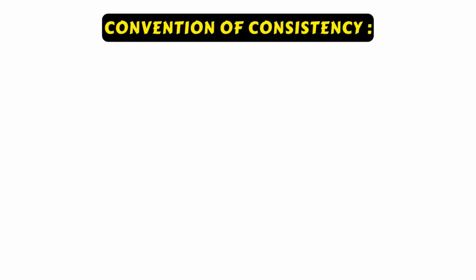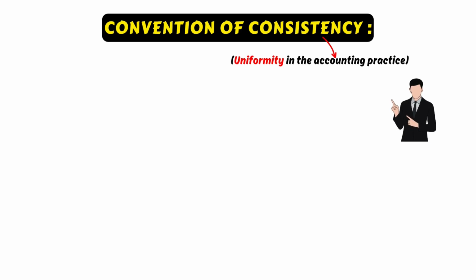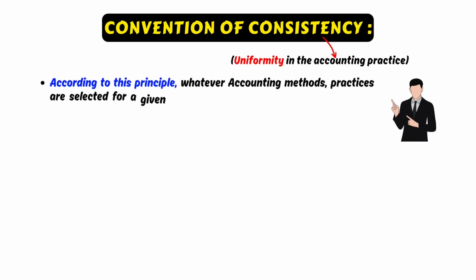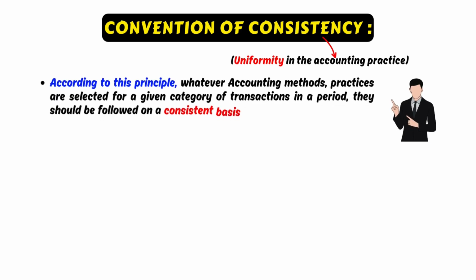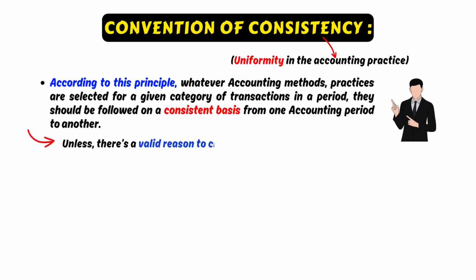What is convention of consistency? See, it's very simple to understand. Consistency implies uniformity in accounting practice. Fine? According to this principle, whatever accounting methods, practices, or policies are selected for a given category of transactions in a period to maintain books of accounts has to be followed consistently from one period to the next, until and unless there is some valid reason to change that practice.